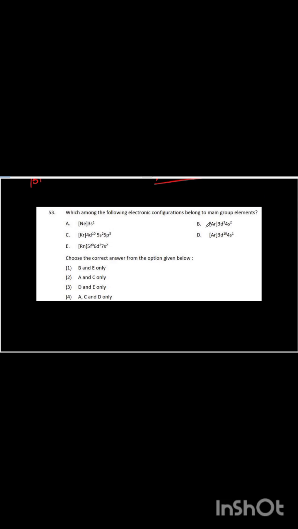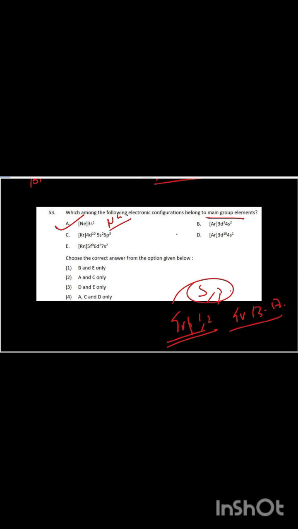Which among the following electronic configurations belong to main group elements? So which are main group elements? Main group are S and P block elements, that is, S is group 1 and 2, and P is group 13 to 18. So any element which comes here is S block. So let's see, neon 3s1, definitely. Which element is this? Sodium. Sodium is S block. Next is B, argon 3d3 4s2, 3d3 unpaired, therefore it's a D block element.